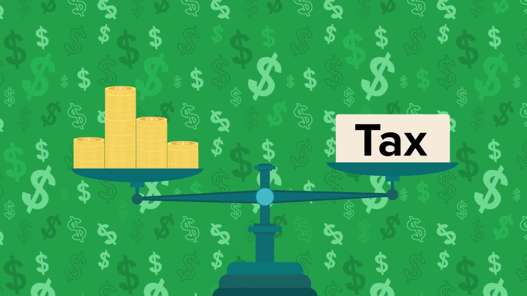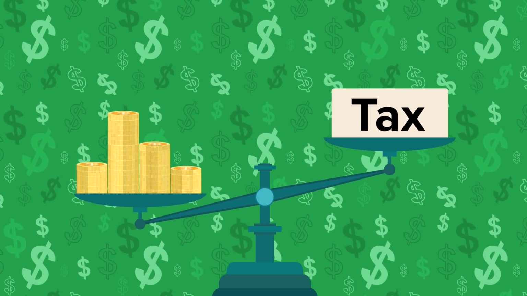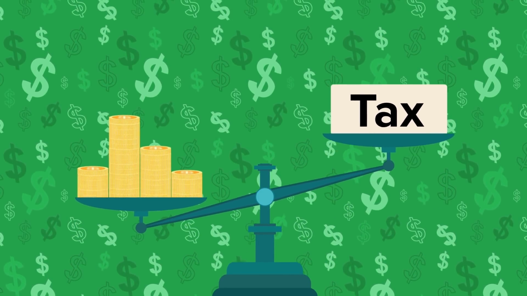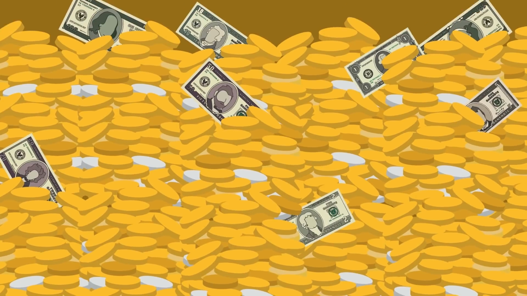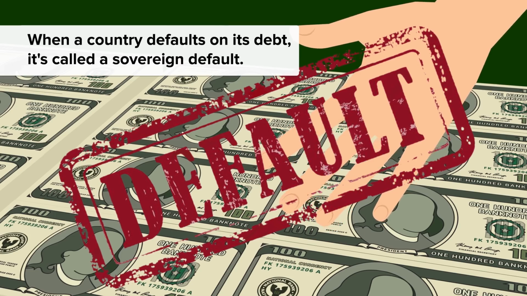The debt rises because if the US government spends more money than it collects in taxes, then it needs to make up the shortfall by selling US Treasury bonds to investors. These investors are typically other countries. So what's defaulting all about? When a country defaults on its debt, it's called a sovereign default.